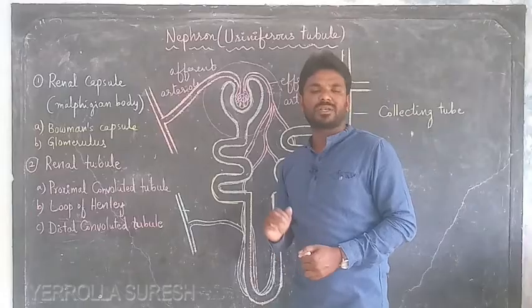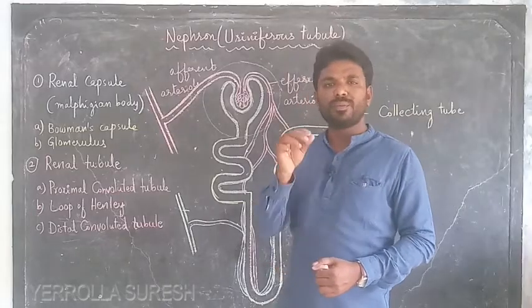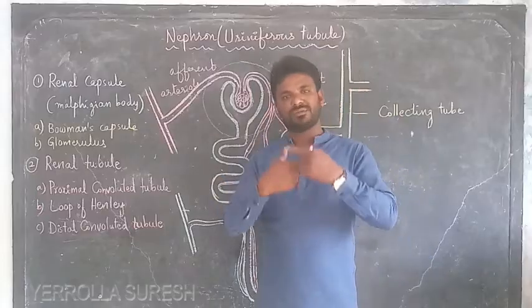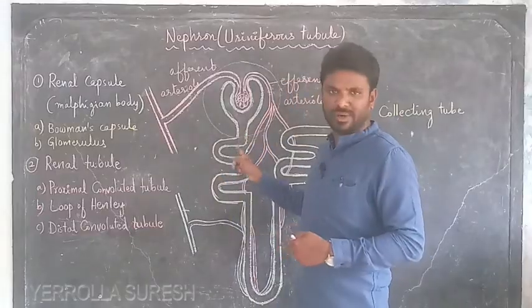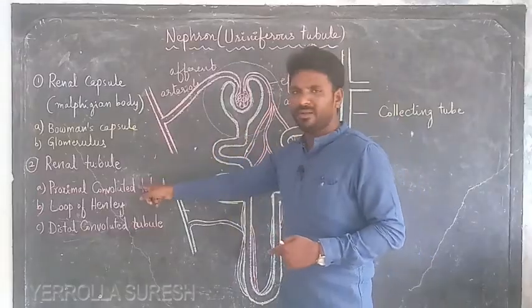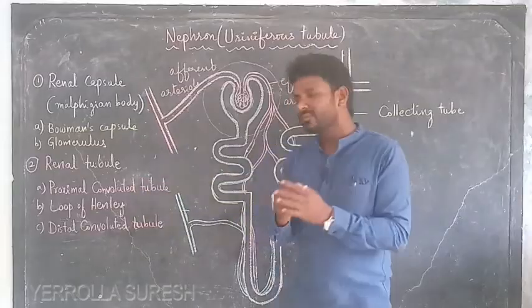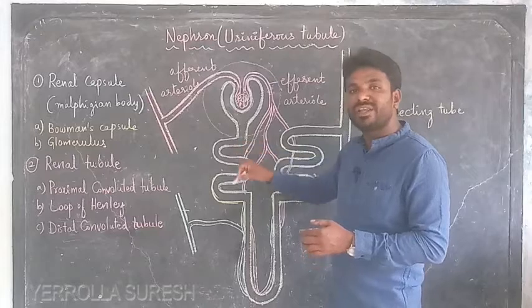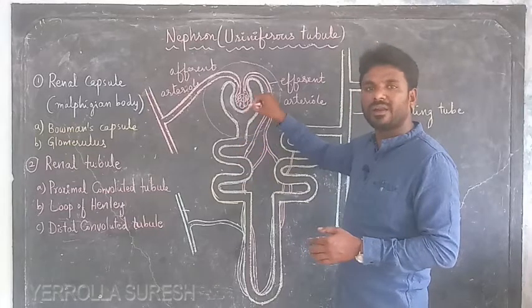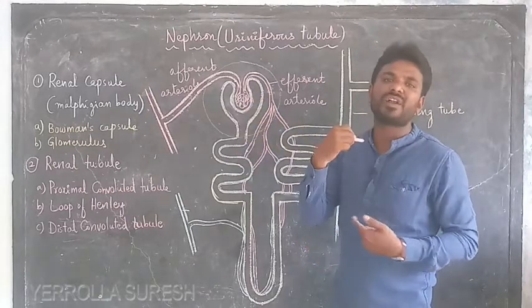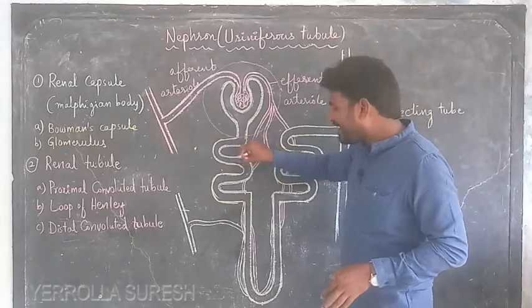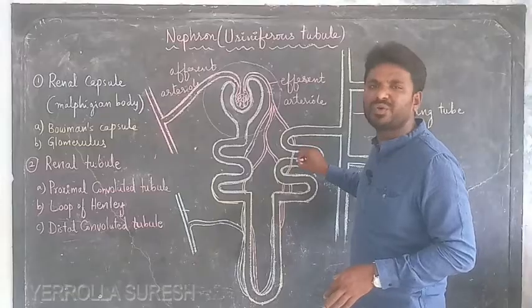What is the meaning of proximal convoluted tubule? Tubule means a tube-like structure. Convoluted means a twisted tube-like structure, and proximal means somewhat near. So here this is located very near to the Bowman's capsule or renal capsule, and it is a twisted pipe, so that this is proximal convoluted tubule. And again here we can see one more convoluted tubule.